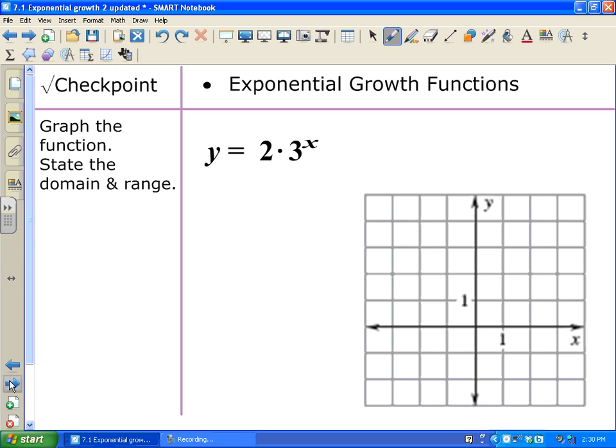Go ahead and pause the video, get that graph down. Just a quick reminder, your parent function is 3 to the x on this one, not 2 to the x or not 6 to the x. So 3 to the x is your parent function. Pause the video, get that bad boy graphed, and then unpause it and we'll move forward. Okay, hopefully you got that thing graphed. Moving on to the next example.